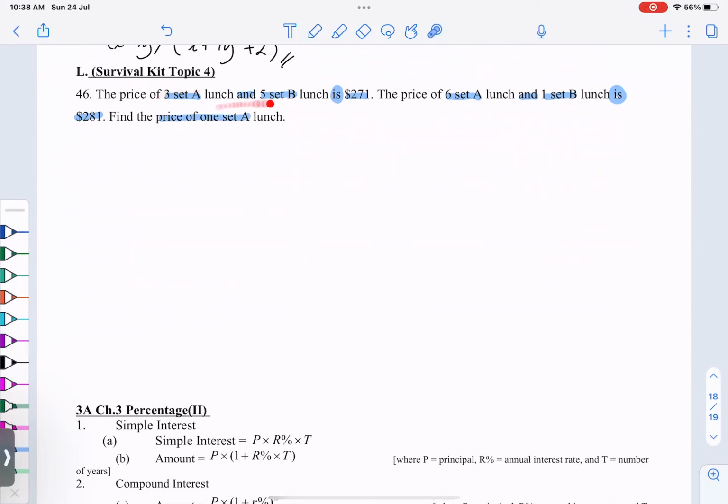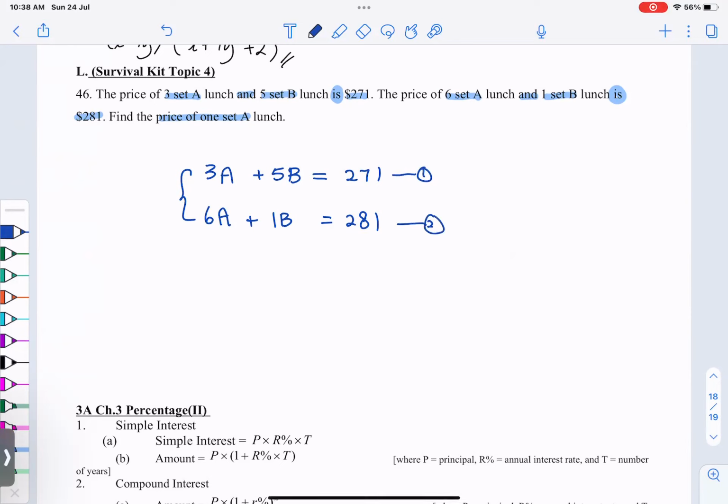So first line first, how do we translate that? Just simply write 3A plus 5B equals 271. And the other one, 6A plus 1B equals 281. And then they both are happening at the same time, so you give a simultaneous symbol. And also write them as equation 1 and equation 2. Now for this one, if you see it's just one B, actually you don't have to write that one. Okay, it's just single. Now how do you do next?